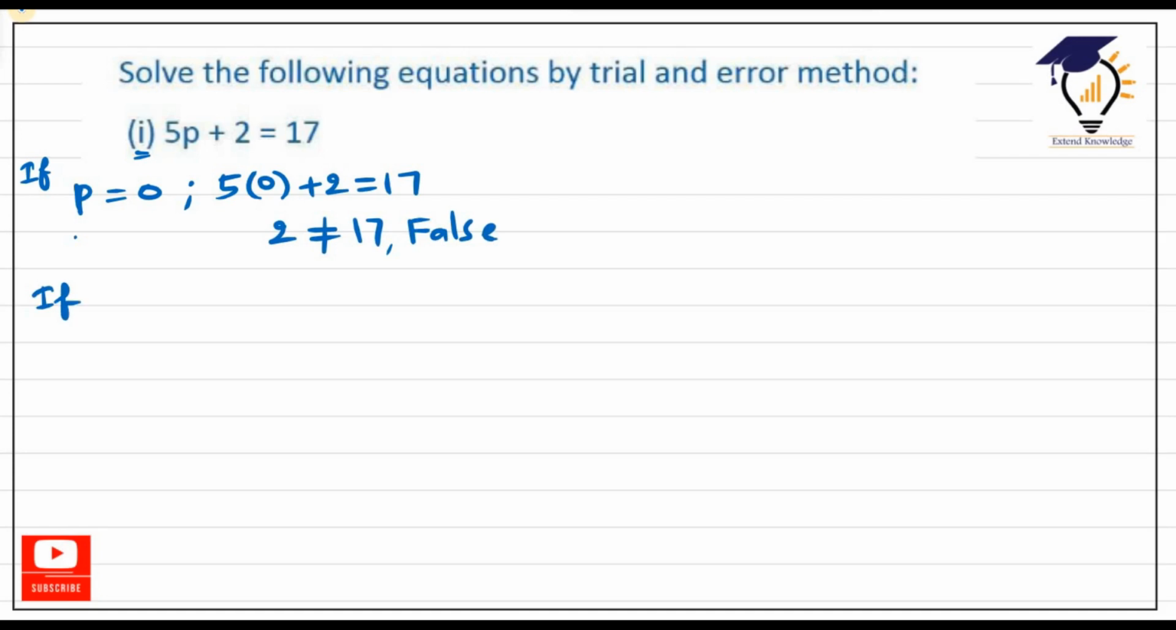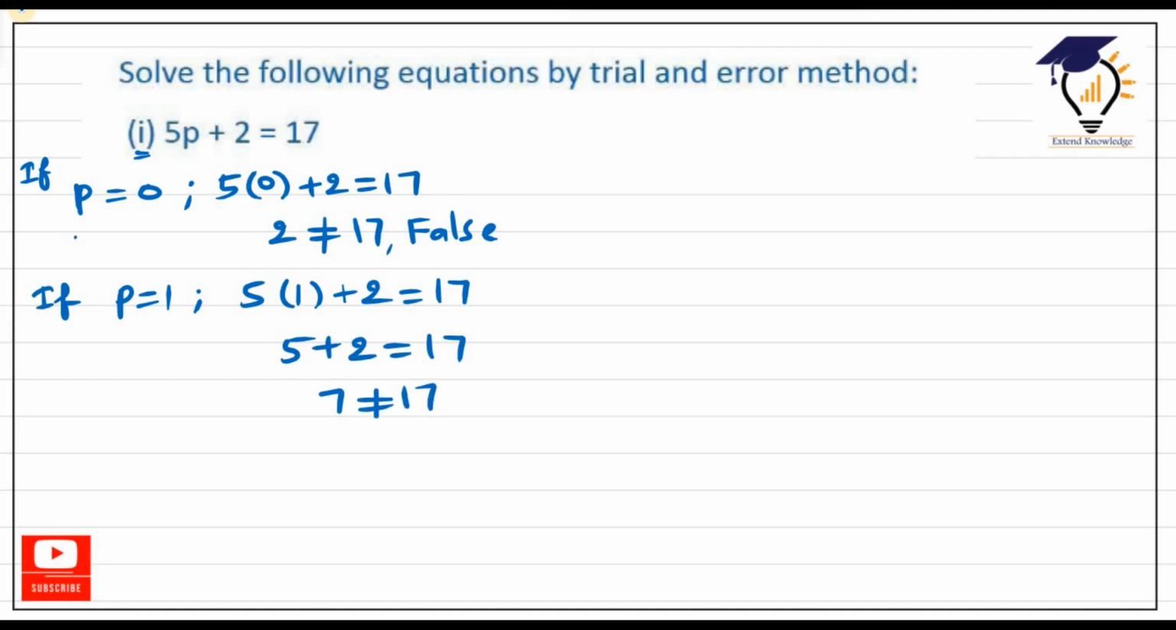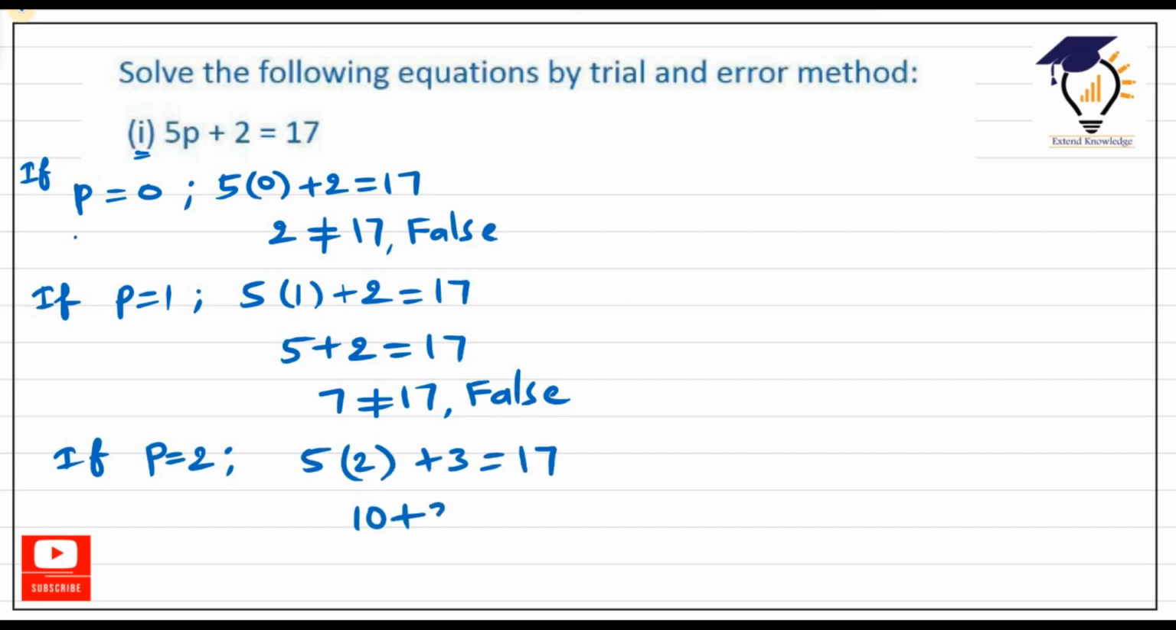If p is equal to 1, let me see if it satisfies. 5 times 1 plus 2 is 7, which is again not equal to 17, so this value is false. I'll check if p is equal to 2. 5 times 2 plus 2 is 10 plus 2, which is 12, not equal to 17. False again.